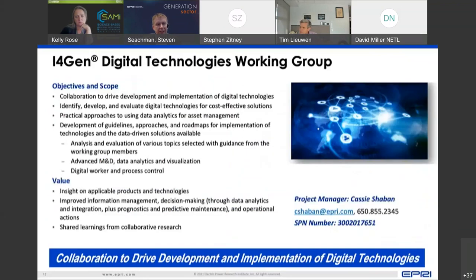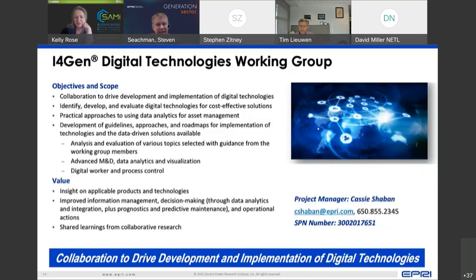A couple other projects that we want to highlight, and this one's been going on for nearly 5 years, I believe, is our I4Gen Digital Technologies Working Group. This is the one that kind of started it about 5 years ago, where we just developed a collaborative opportunity within our generation sector to start sharing those ideas, providing extensive deliverables in this area, looking at maturity models for plant digitization, and just, you know, using that collaborative model that EPRI provides to create those and make sure that they're properly vetted. So it's another activity.